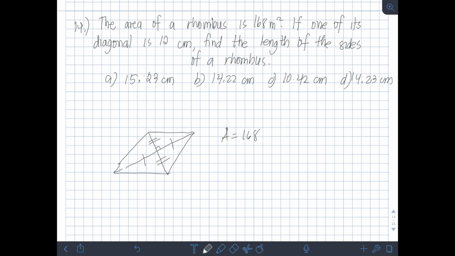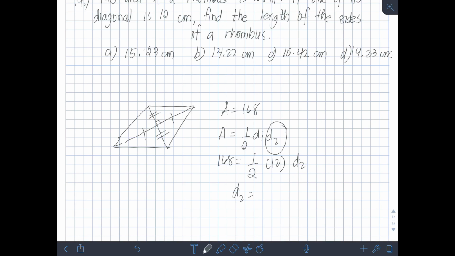Okay? So, ang formula rin for area ng rhombus ay 1/2 d1 d2. d1 yung first diagonal, dito yung second diagonal. So, masasolve natin yung second diagonal pag sinubstitute natin yung first diagonal. So, di ba 168 is equal to 1/2 d1, let's say yung 12, tapos d2. So, masasolve natin yung second diagonal na 168 times 2, cross multiply, tapos divide 12. So, we have d2 as 168 times 2 over 12 or 28.